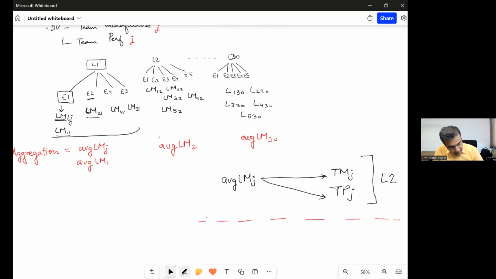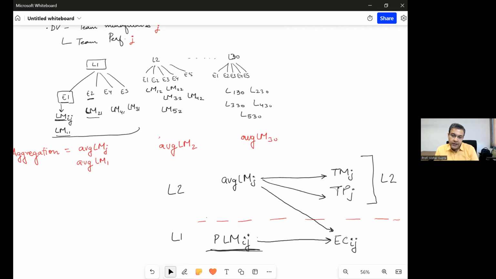We have LMIJ, perceived leader mindfulness IJ. Now you see individual level variables, we typically do not model an arrow going from L1 to L2. We always draw top down. So if there was, for example, employee creativity, which is an IJ variable, then I could have said that leader mindfulness can impact employee creativity, and also perceived leader mindfulness can impact employee creativity. So I can have both arrows coming from L2 to L1.